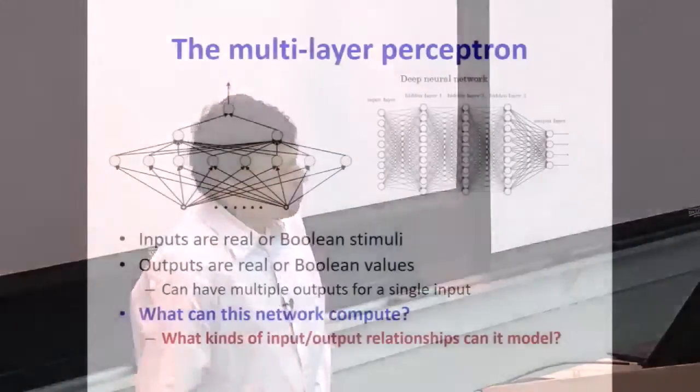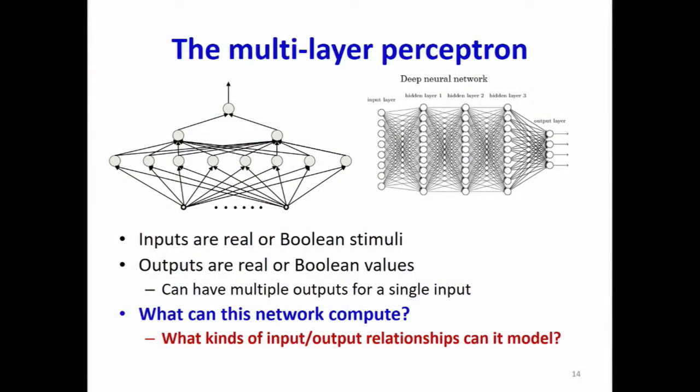Now, the way we defined multi-layer perceptrons, they could operate on real or Boolean stimuli. The outputs could be real or Boolean. And you could actually also have multiple outputs or a single output. And we saw that these kinds of networks can compute all kinds of stuff. Like, what are the kinds of input-output relationships we saw it could model? Anyone? Thresholding of expressions. We saw it could compute Boolean functions over Boolean inputs.